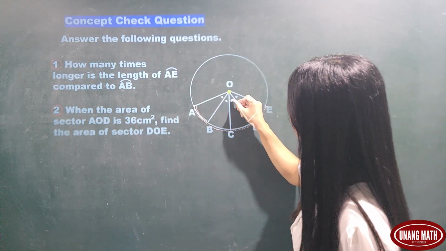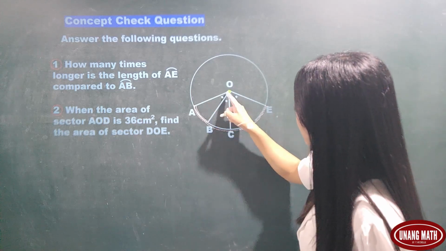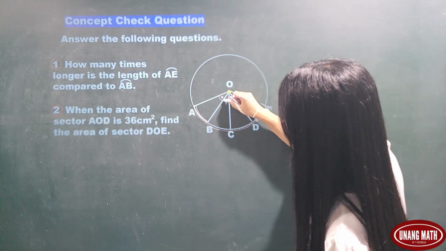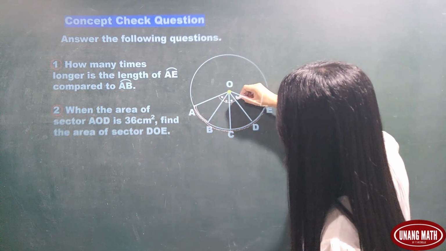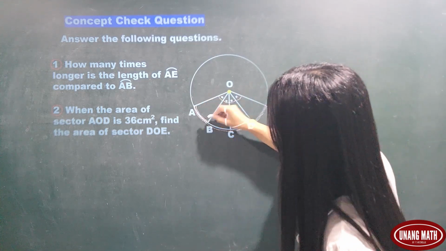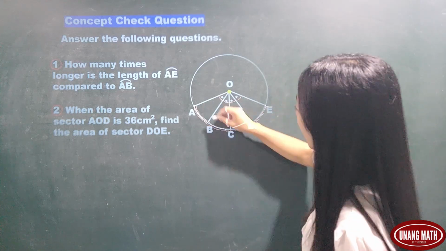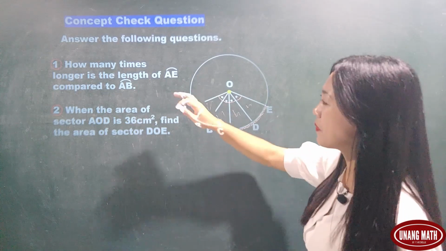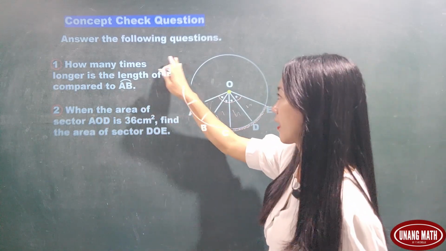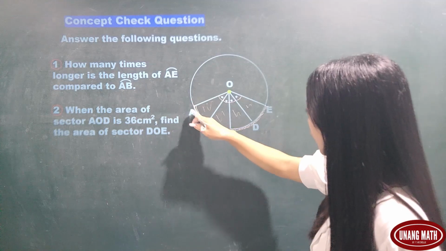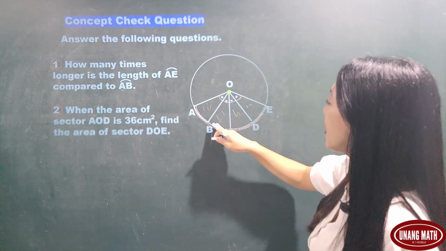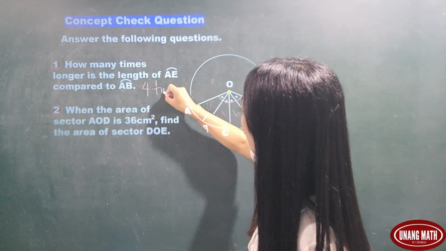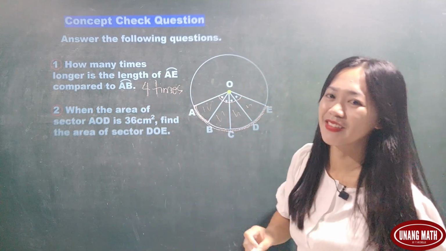These dots here mean that these sectors are all equal. So this central angle is equal to this central angle, and this angle. Arcs are also equal, and areas are also equal. So how many times longer is the length of arc AE compared to arc AB? That means 4 times. So our answer here is 4 times.